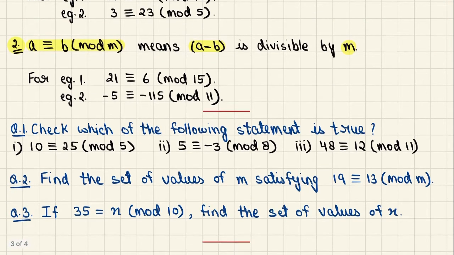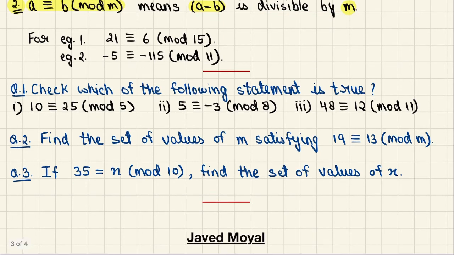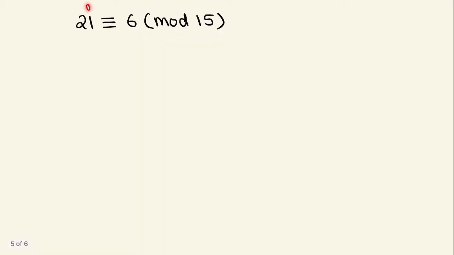Another way, as we have done it, is that a is congruent to b modulo m means a minus b is divisible by m. This we did with the help of the first example. Still we can check for two more examples. 21 is congruent to 6 mod 15. Let us check. 21 is congruent to 6 mod 15.